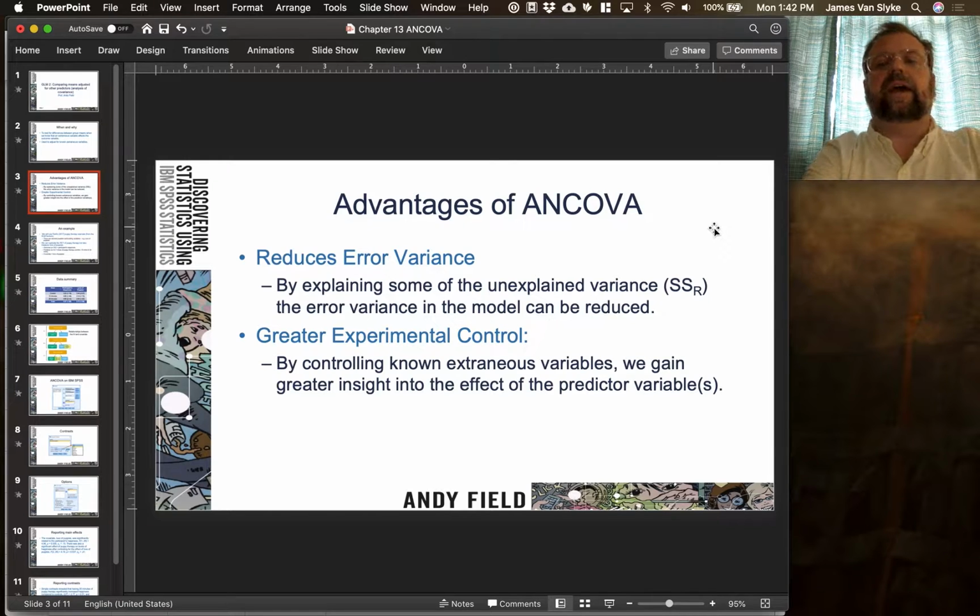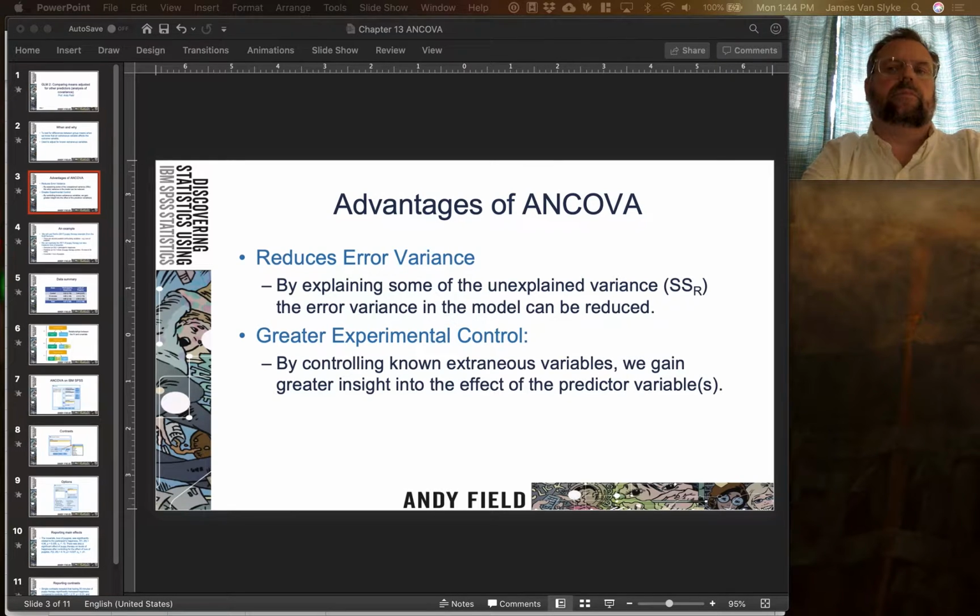The way the ANCOVA works, or the advantage that the ANCOVA provides, is it helps to explain some of the unexplained variance. The way the basic ANOVA works is you compare the sum of squares model and divide it by the sum of squares residual. Of course, you have to divide both by the degrees of freedom and then get to your mean squares for both. But the basic comparison is between the amount of variance that's explained by the model and the amount of error that's in the model. And the error in the model is given to us by the sum of squares residual.